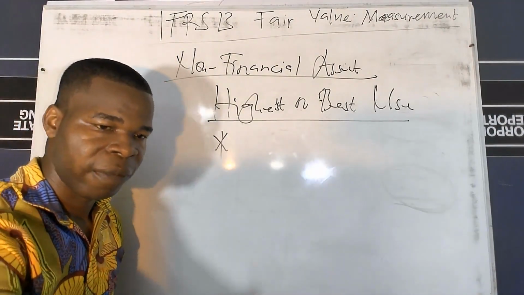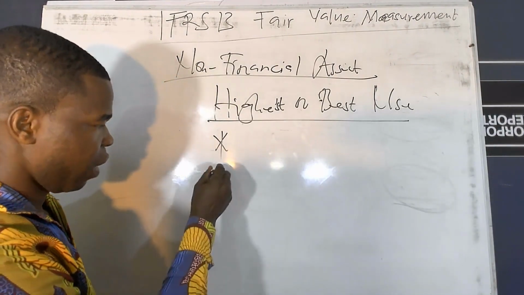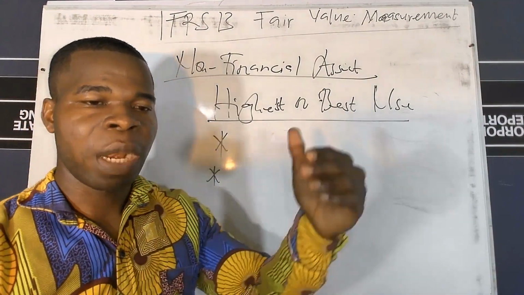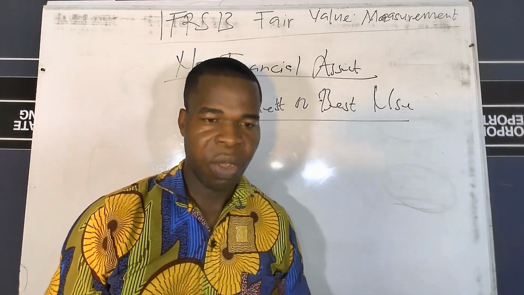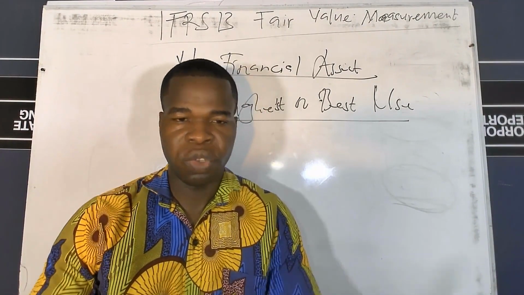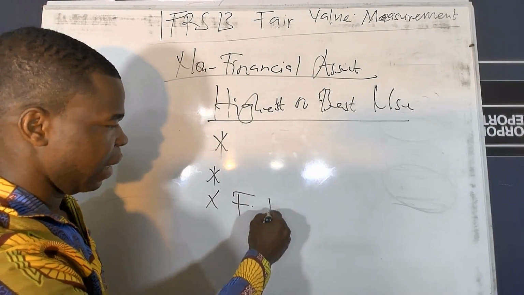Is the asset available to be used? Whether the asset is physically possible. The second one is whether it is legally permissible. Is that particular asset being restrained or restricted from being used, or is it legally permissible to use that asset? And then the last one is whether it is financially feasible.